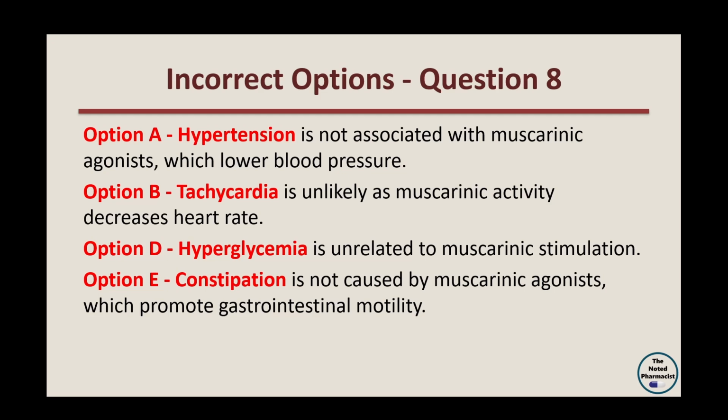Here is the explanation for incorrect options. Option A is incorrect because muscarinic agonists tend to lower blood pressure due to vasodilation. Option B is incorrect because muscarinic stimulation slows the heart rate rather than causing tachycardia. Option D is incorrect because muscarinic agonists do not influence blood glucose levels. Option E is incorrect because muscarinic activity enhances gastrointestinal motility, reducing constipation.